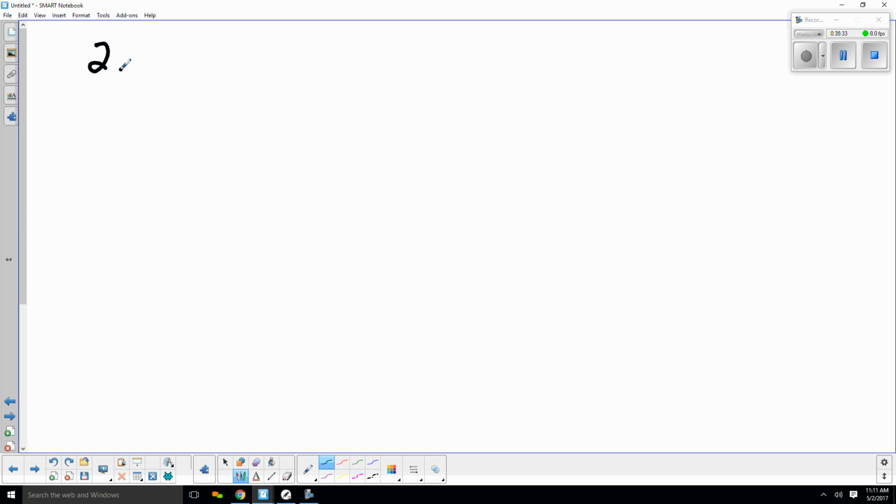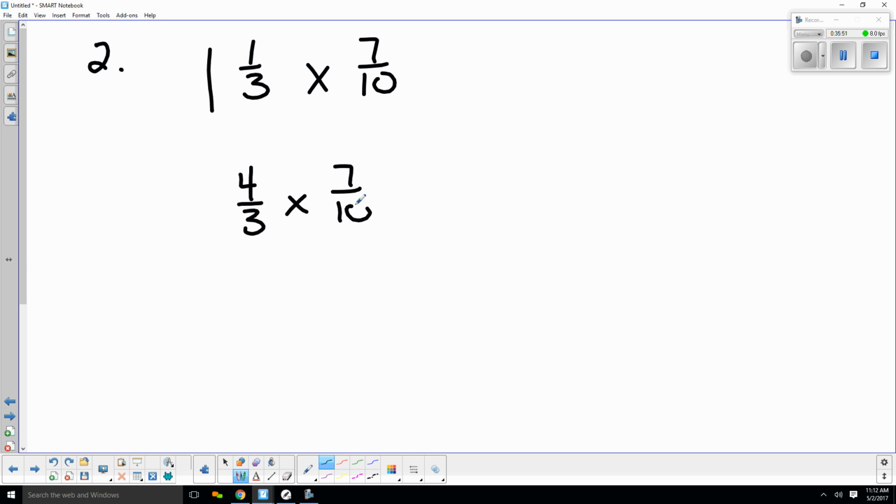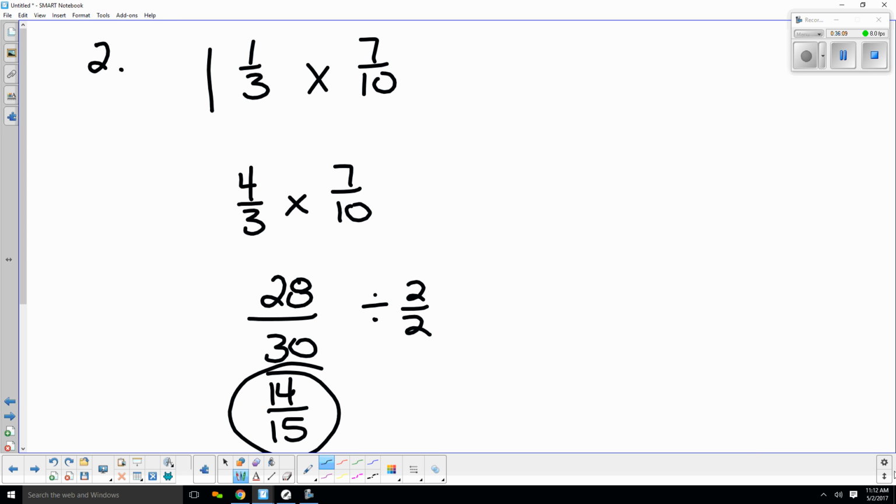Okay, number 2. What is the product of 1 and 1/3 and 7/10? First thing I've got to do is change this to improper. So 1 times 3 plus 1. So that's 4/3 times 7/10. Multiply your two top. Multiply the two bottom. And now reduce. They're both even, so let's reduce by 2. I become 14 now over 15. So that would be my answer.